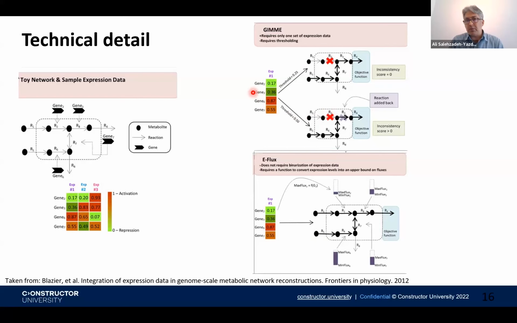But some of them work with one gene set. For example, you can see here GIME is one of the famous algorithms in this area. It works with just one set of data, but we also have some algorithms that work with several sets of data. And some of them don't work with the reduction idea. They just normalize the gene expression as it is, integrate the whole thing, and diminish the flux according to the normalization of the transcriptome data, for example. But there are plenty of these different algorithms.